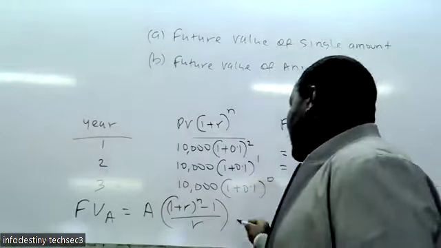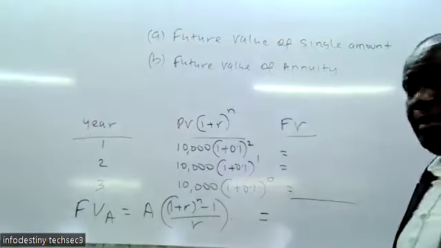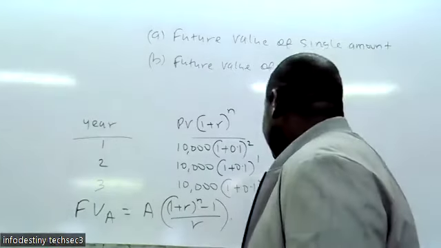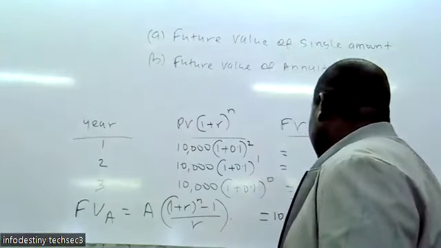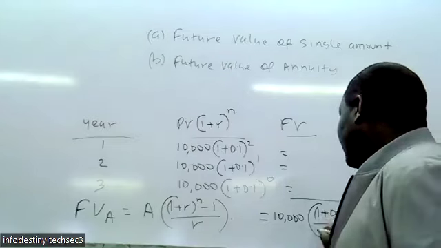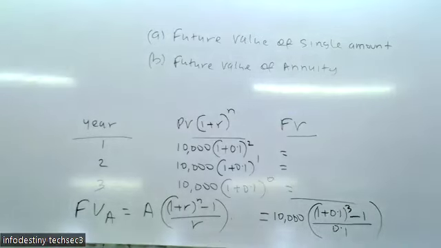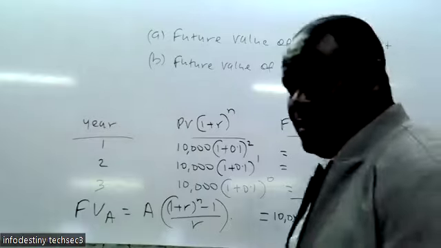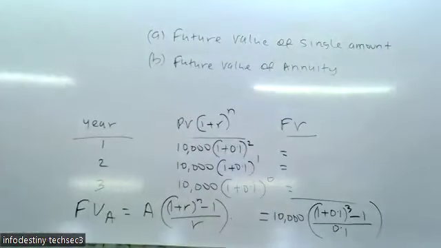Our annuity there is the 10,000. Then 1 plus 0.1, n is 3 years, minus 1, also divided by 0.1. So simply confirm and see whether you get the same figure. So that is now the formula that you will be able to apply.